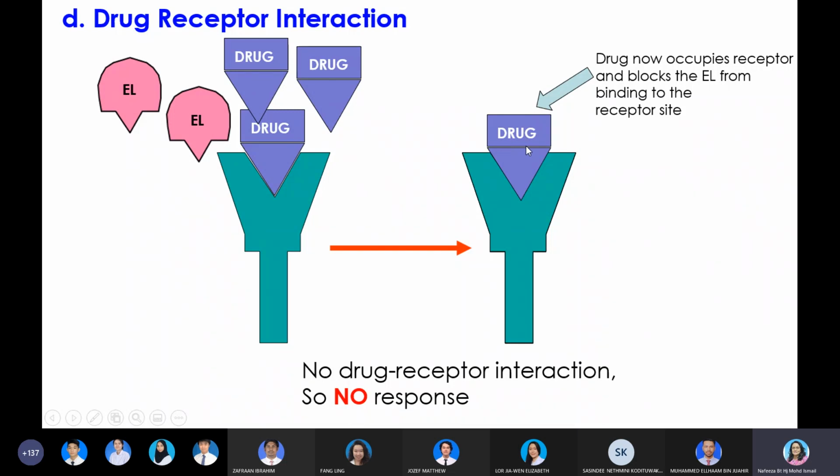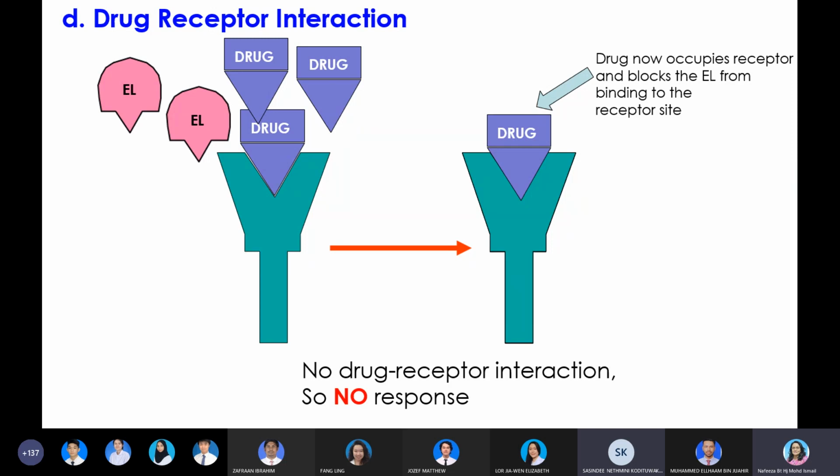For example, imagine a situation when there's no endogenous ligand and you have this blocker, because it does nothing. It just sits there, occupies it. Are you following me?